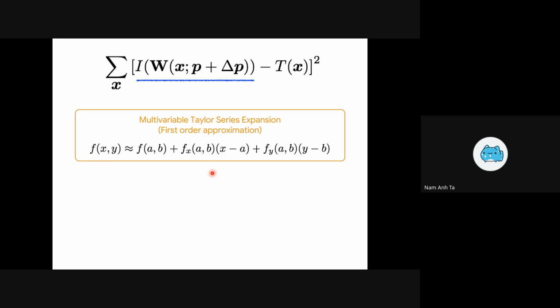So the main reason we use the Taylor expansion here is to linearize our objective function. As we discussed before, the original function is nonlinear and very difficult to handle directly. By applying the Taylor series, we can approximate the image function around its current state. And this transformation is something like a linear algebra problem.